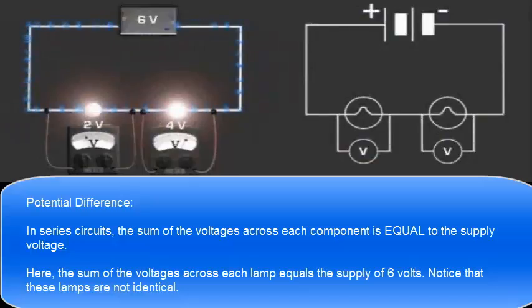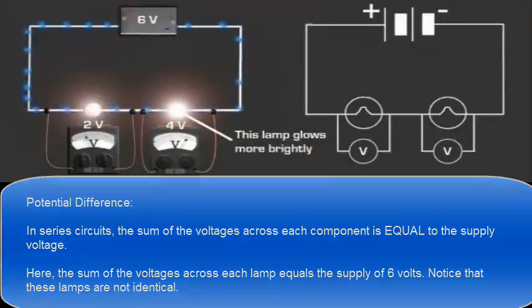Potential difference. In series circuits, the sum of the voltages across each component is equal to the supply voltage. Here, the sum of the voltages across each lamp equals the supply of 6 volts. Notice that these lamps are not identical.